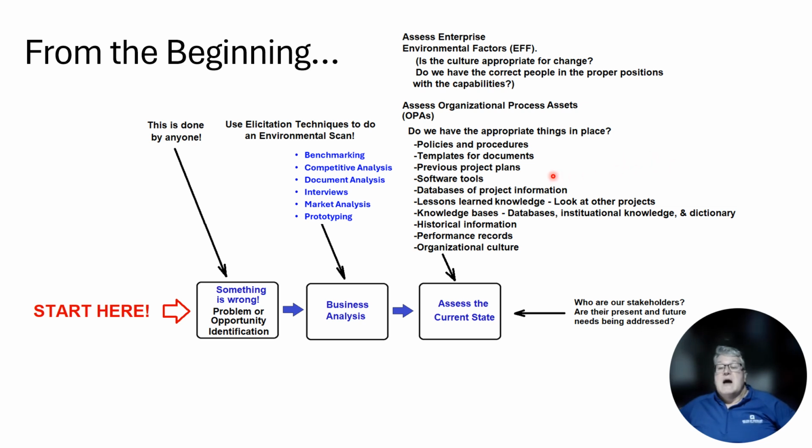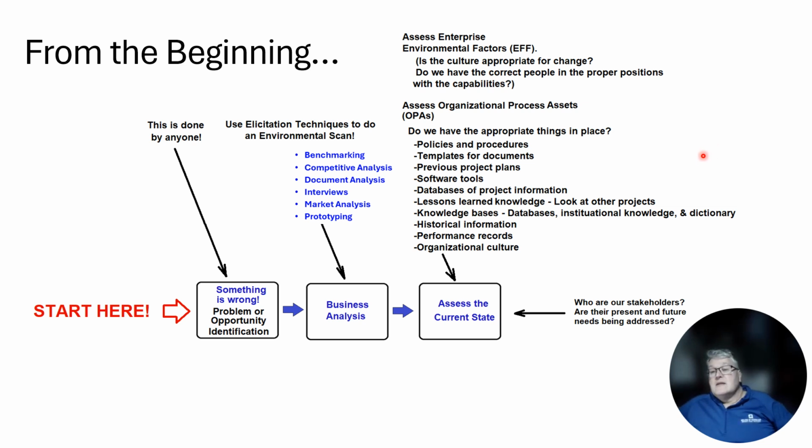We look at previous projects. We look at software tools that we have on hand that we can use. For instance, if you use the MS Office Suite, it has a variety of tools that can be used towards project management. There might be databases for information internally within your organization or where you're going to do the project. Next, as I said before, lessons learned: looking at other projects, what we have done, what we did poorly or well, and where we need to improve for the next time we do a project.